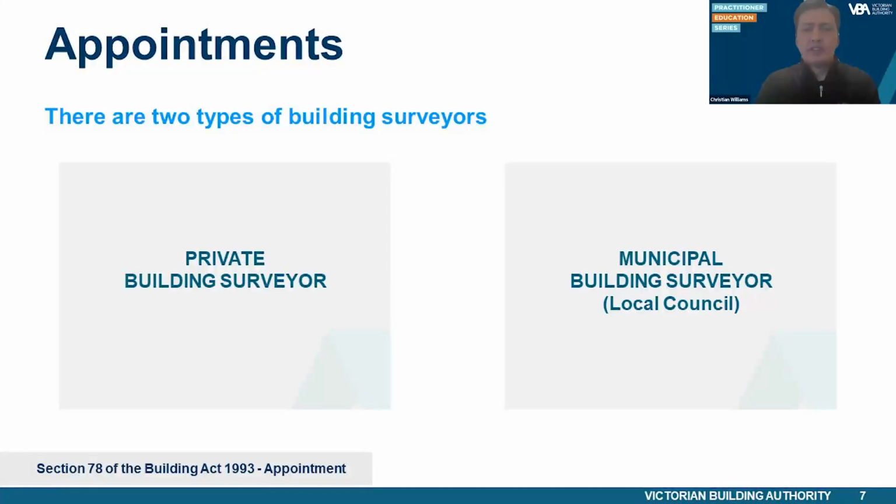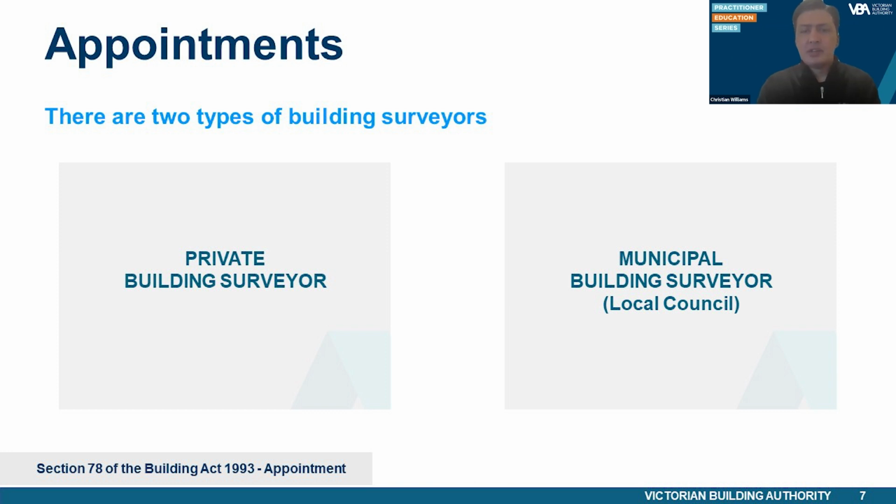There are two types of building surveyor: private building surveyors and municipal building surveyors, or the building surveyor at the local council. An applicant for a building permit can choose whether they use a municipal or private building surveyor, and only one building surveyor can be appointed for the building work. However, there are different processes for appointing a building surveyor.